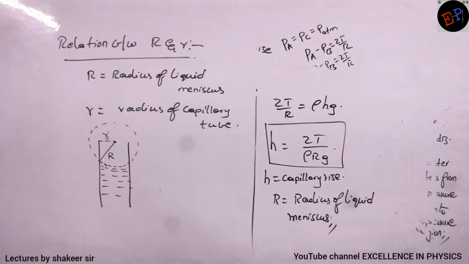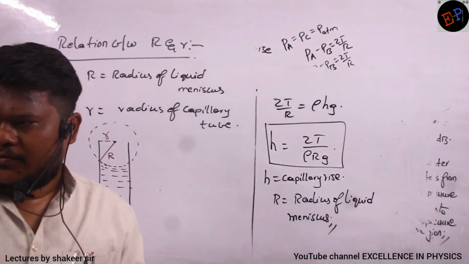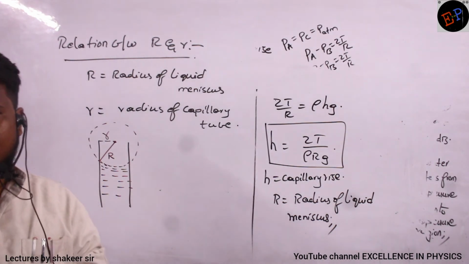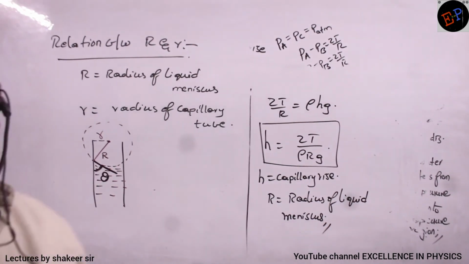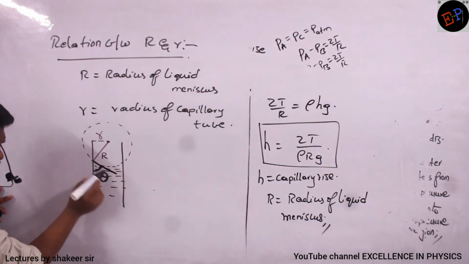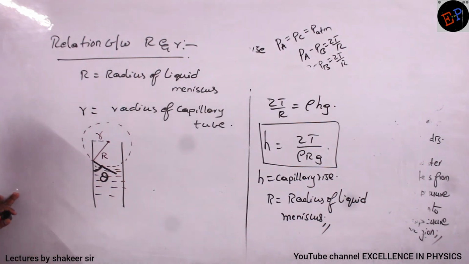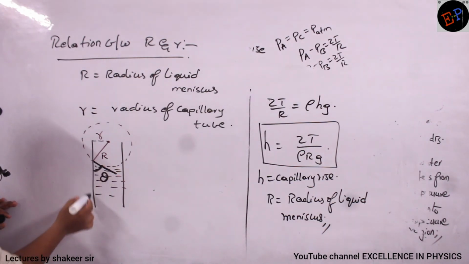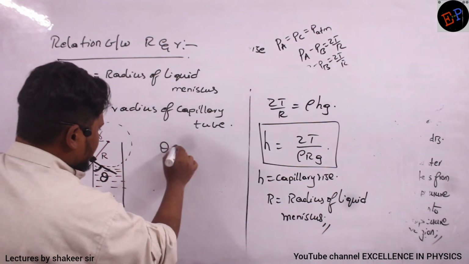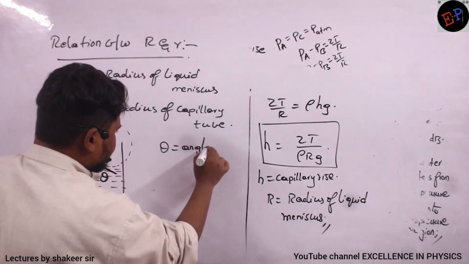Don't be confused here. Because if you get confused here, you will not understand which formula to use. Everything depends on what is meant by small r and what is meant by capital R. So write down up to here. Now see. What is this angle theta? Angle of contact. Angle between liquid meniscus and inside of the surface, inside of the vessel. So theta is called the angle of contact.